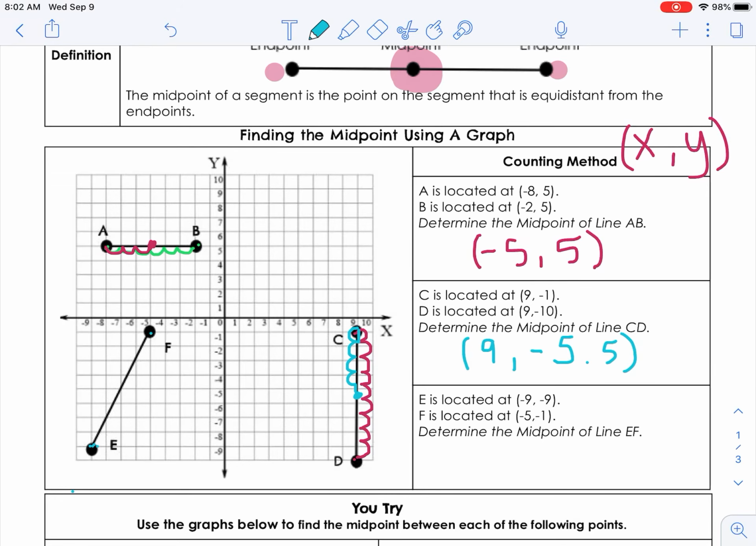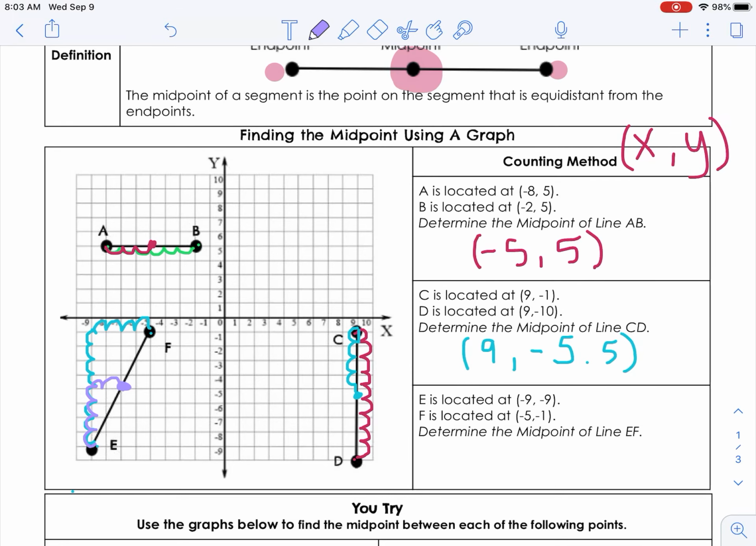We're going to go 1, 2, 3, 1, 2, 3, 4, 5, 6, 7, 8 up. So half of 8 would be 4. So we're going to go up 4. Change our colors here a little bit. So we're going to go up 1, 2, 3, 4. All right, now we have to count the over. So we're going to go over 1, 2, 3, 4 over, which means half of that, we're only going to go over 2. And so we can find our midpoint that way.